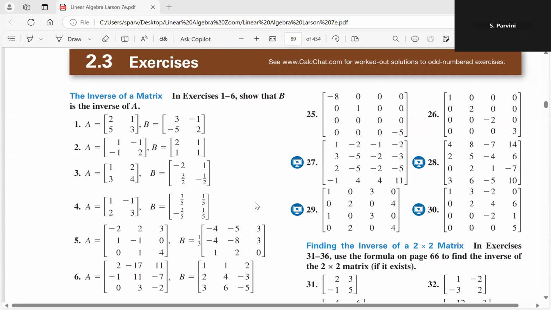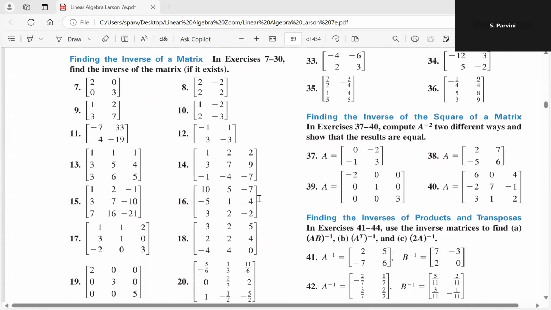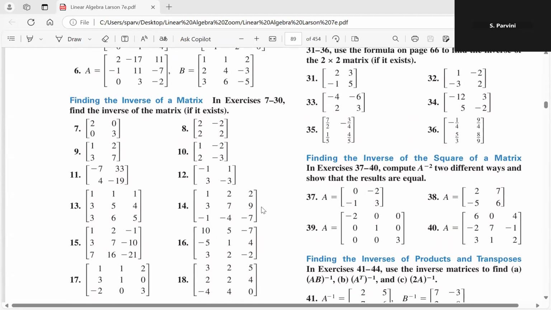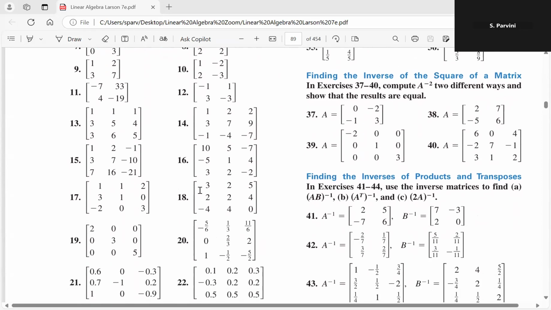Let's take a look at exercise number 18, where we have to find the inverse. So in exercises 7 through 30, we're going to do number 18. Find the inverse. Let's try number 18 together. First, I'm going to write this down on my notepad just so I have that. I'm going to call that matrix A.